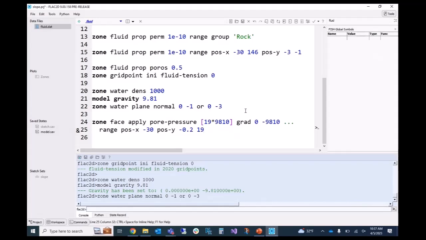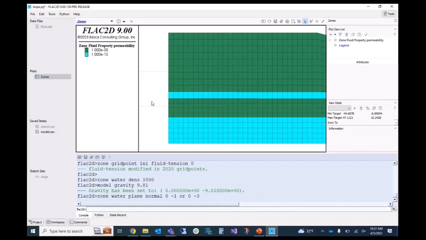I'm applying this boundary condition to the left-hand side, so position X is minus 30, but only here, right? Only on top of this layer here. I don't want to apply this boundary condition to the whole left side because it's going to mess up my bottom water table, which I already set up. So I've got this bottom water table, which basically starts here, below this light blue layer, and I've got this top water table, which basically starts here above this light blue layer, and this light blue layer is going to basically be 0 pore pressure.